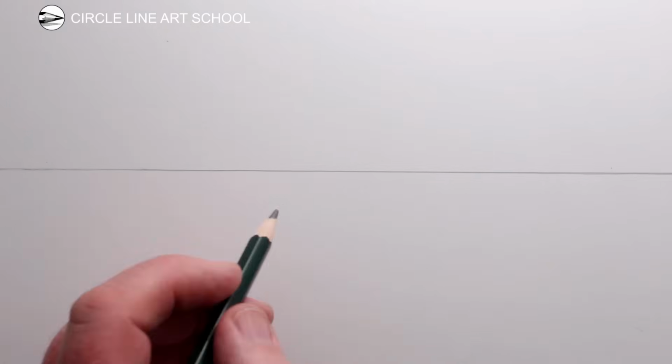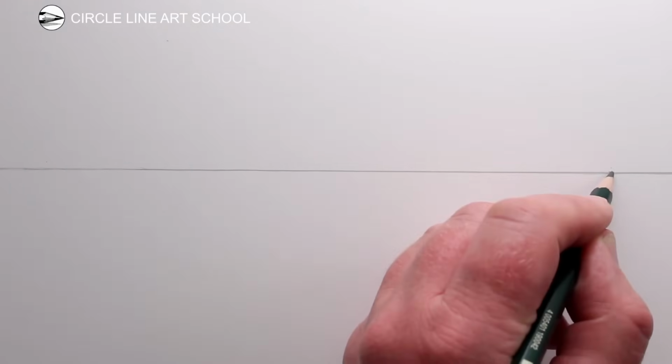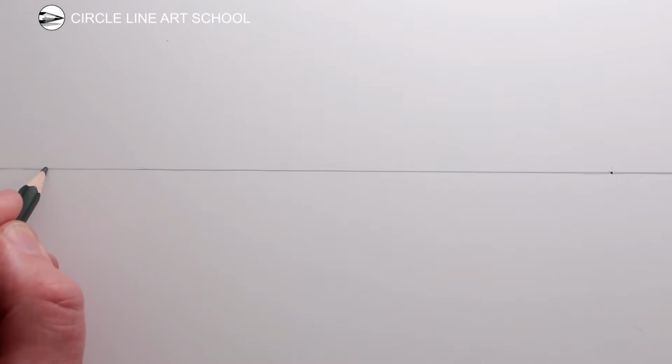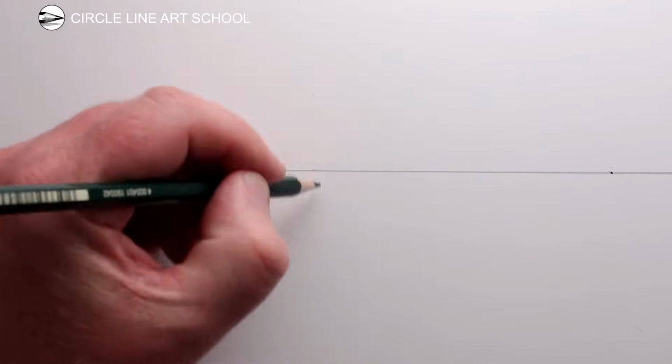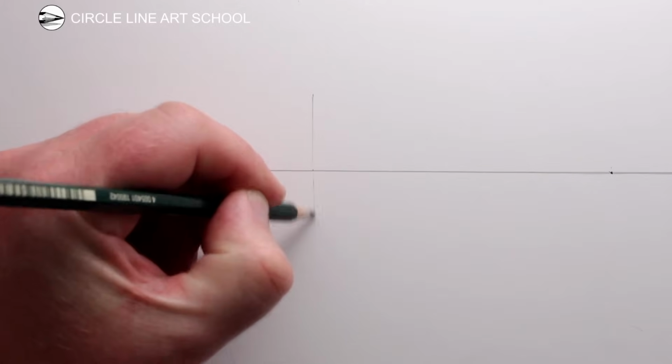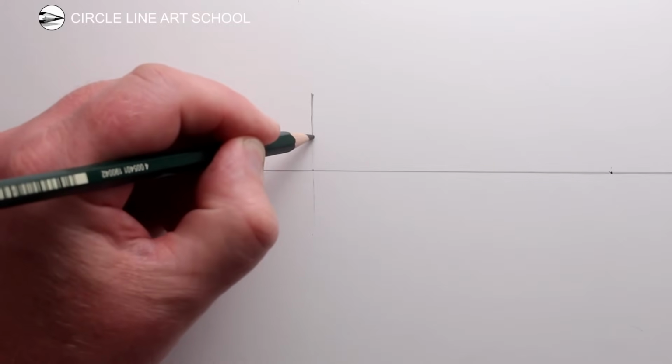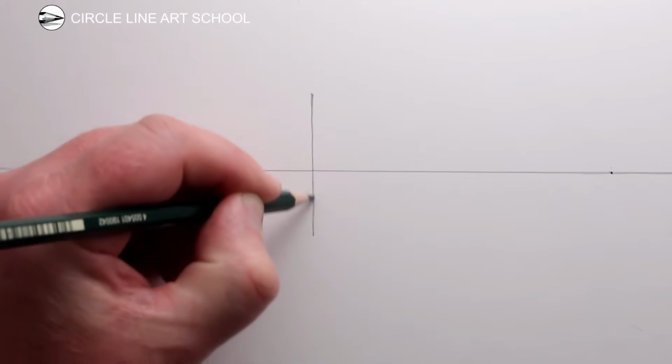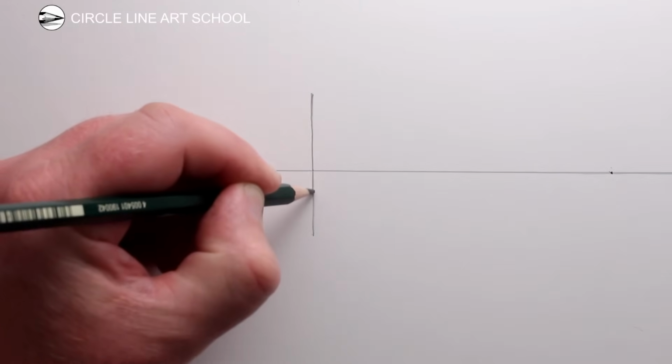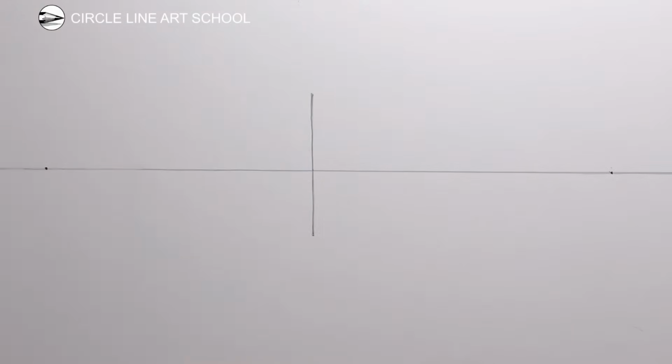Next, choose where to place the two vanishing points on this line. It's best to make them quite far apart. Next, draw a vertical line in the middle of your page. This vertical line needs to cross the horizon line at right angles, and this vertical line will represent the vertical corner of the room that we are drawing.